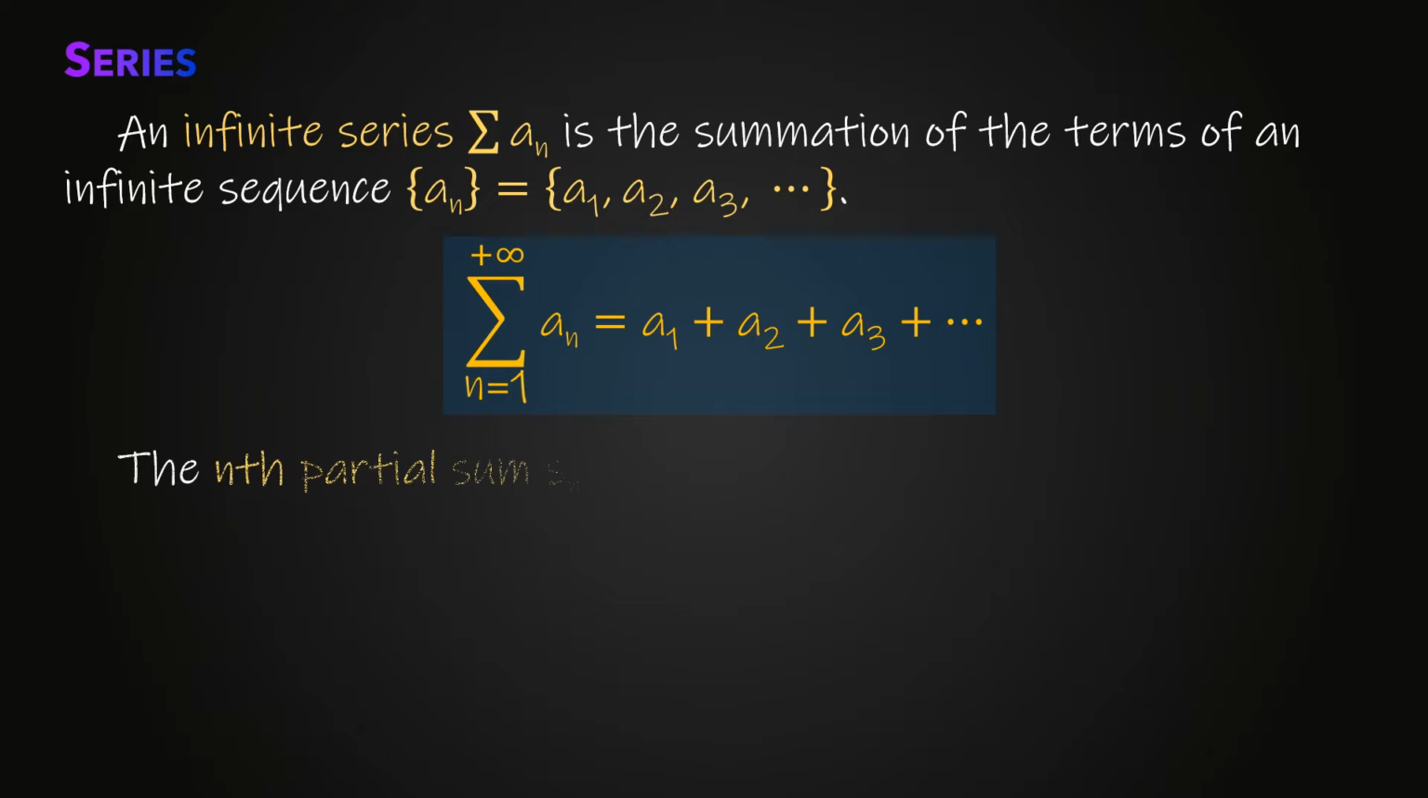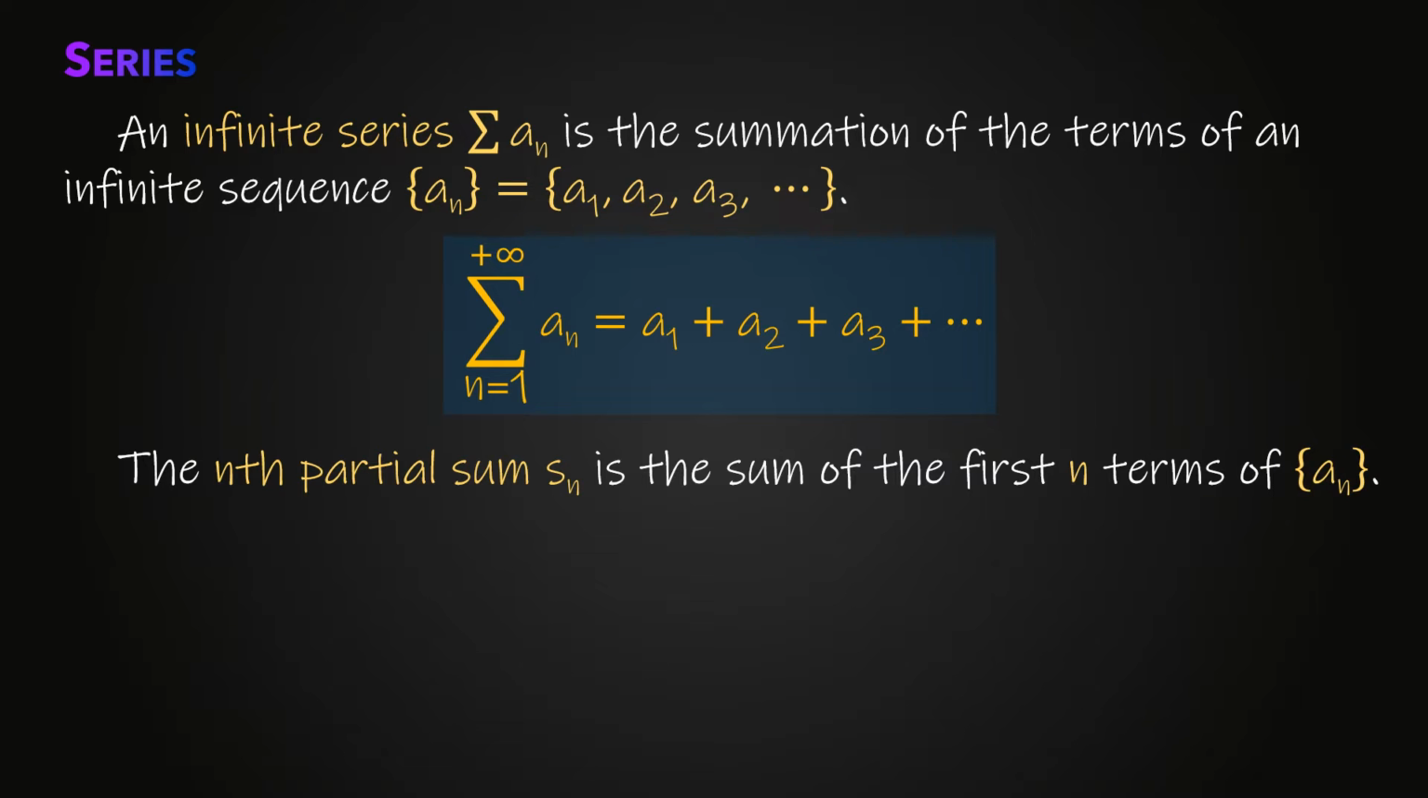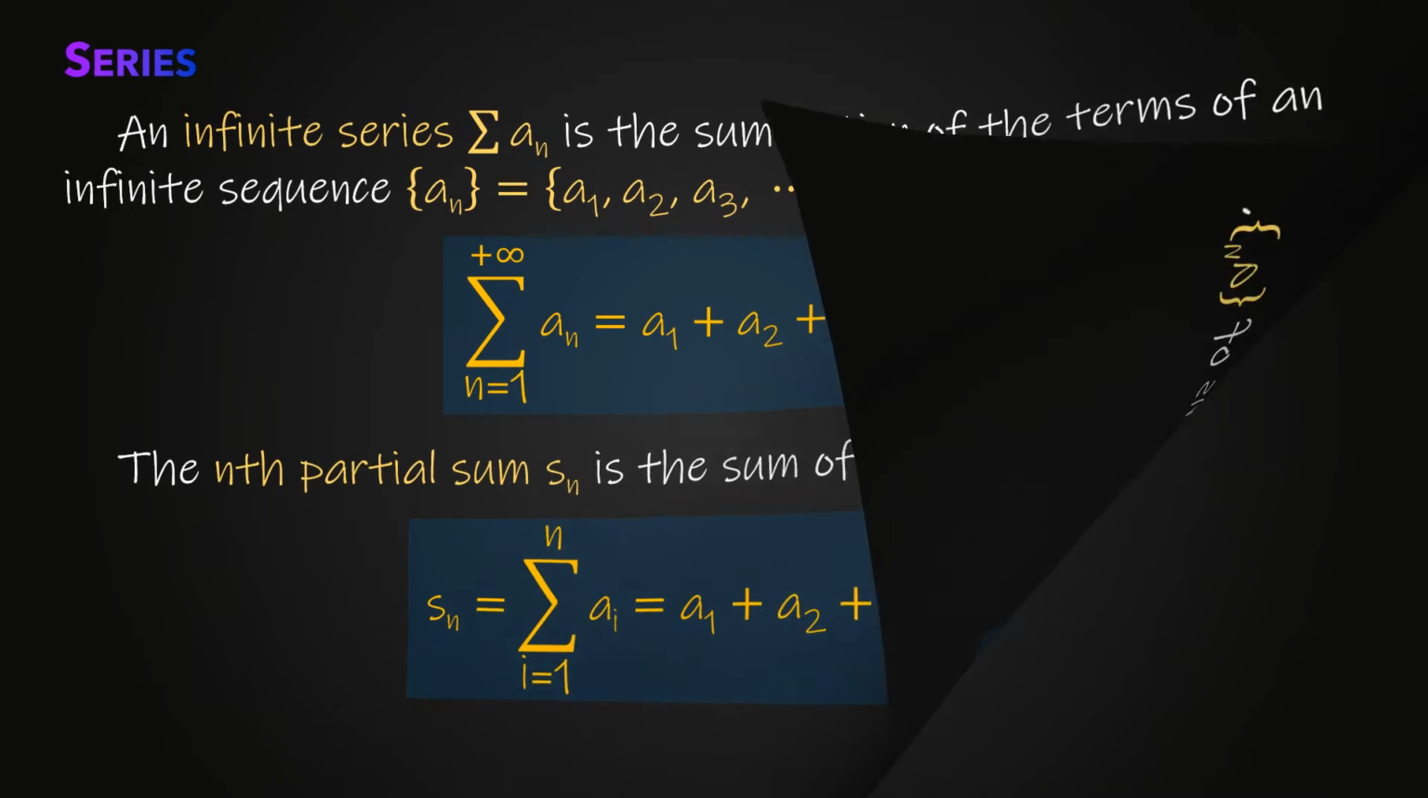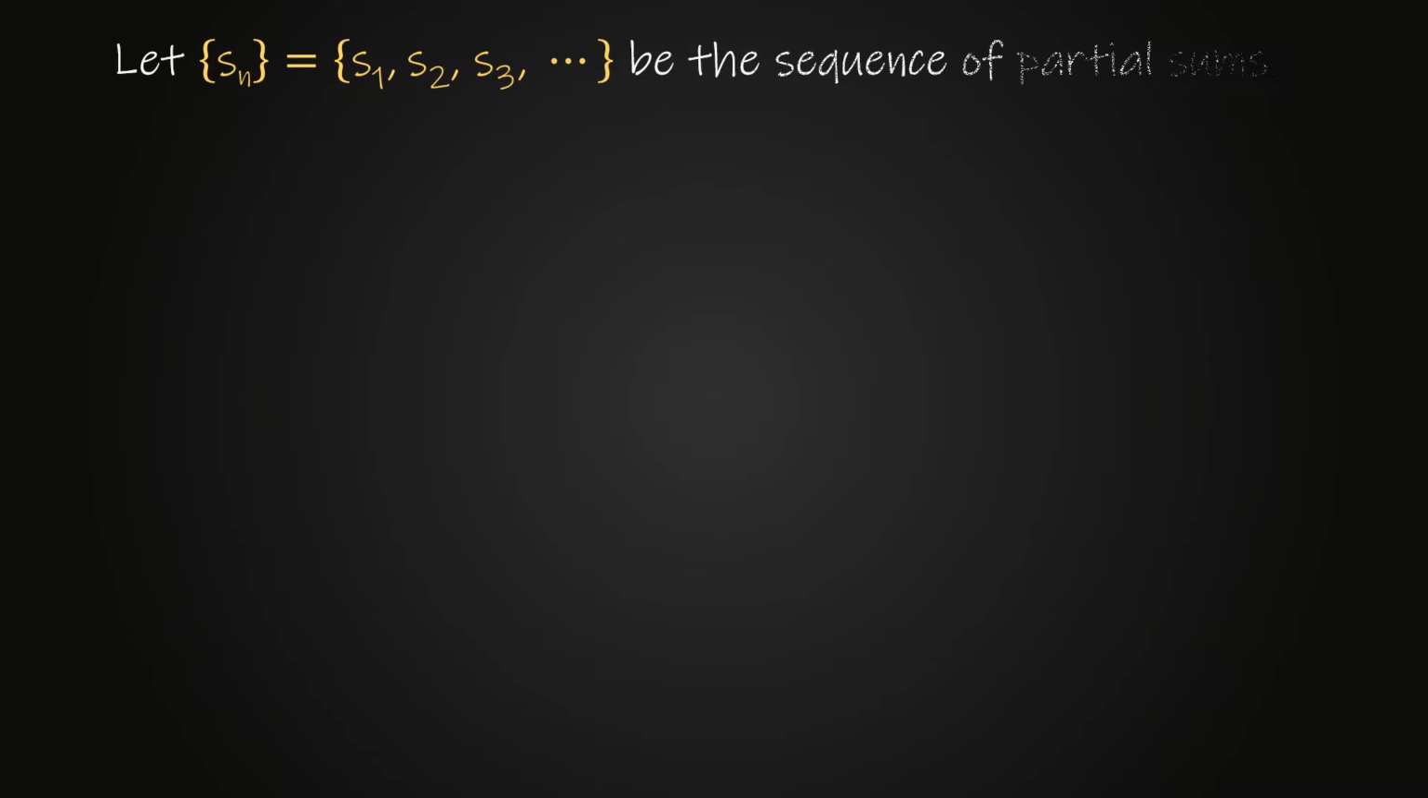The nth partial sum is the sum of the first n terms of a sequence. That is, Sn is the sum from the first term to the nth term. Use a new index i to enumerate from the first term up to the nth term. Let sequence S be the sequence of partial sums. That is, the nth term of sequence S is the nth partial sum of sequence A.